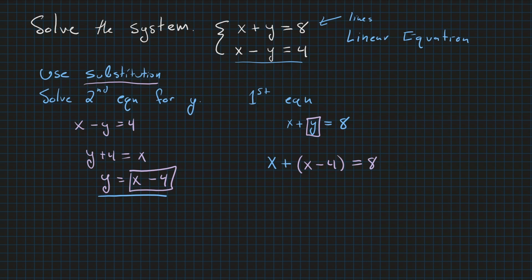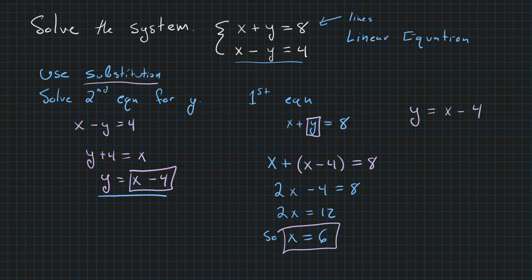Now, simplifying and solving this, we get 2x minus 4 is equal to 8. 2x is equal to 12. So x is equal to 6. So we got our first value here. We got that x is equal to 6. But we also know that y is equal to x minus 4. So as y is equal to x minus 4, and you know x is equal to 6, then we get y is equal to 6 minus 4. Again, I use parentheses when I'm plugging things in.